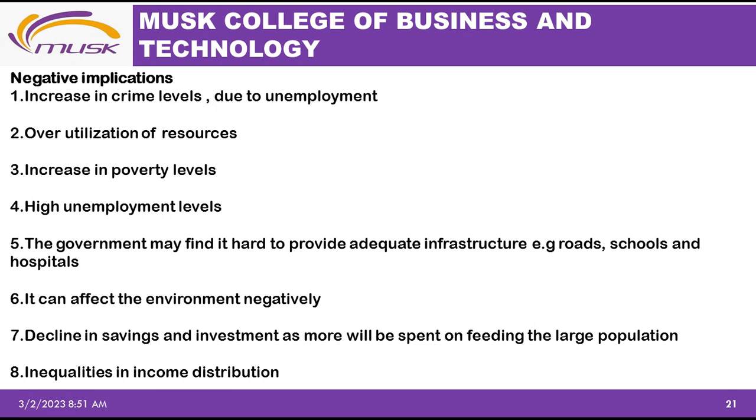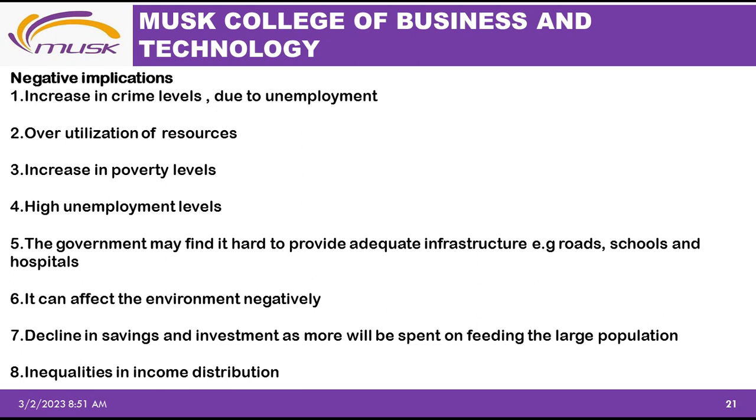Number 5 is that the government may find it hard to provide adequate infrastructure. Because of the high levels of population, it becomes difficult for the government to know how to appropriate or share the finances for infrastructure in terms of roads, schools, hospitals. And the other one is that it can affect the environment negatively. The other one is a decline in savings and investment, as more will be spent on feeding a large population. And finally, because of high population, we have inequalities in income distribution.